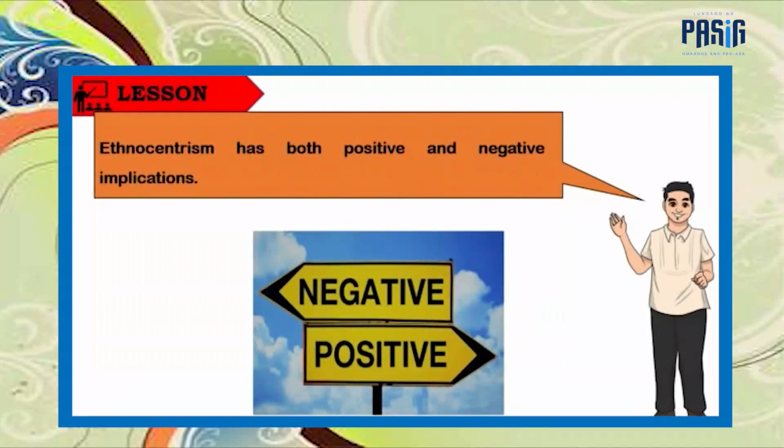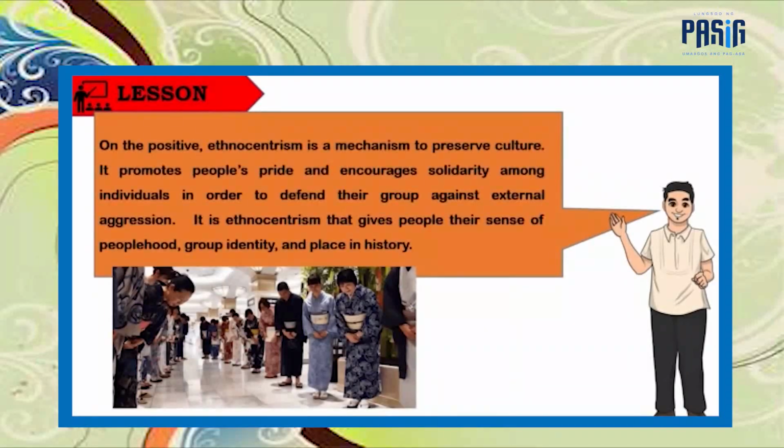Ethnocentrism has both positive and negative implications. On the positive, ethnocentrism is a mechanism to preserve culture. It promotes people's pride and encourages solidarity among individuals in order to defend their group against internal aggression. It is also ethnocentrism that gives people their sense of peoplehood, group identity, and place in history.